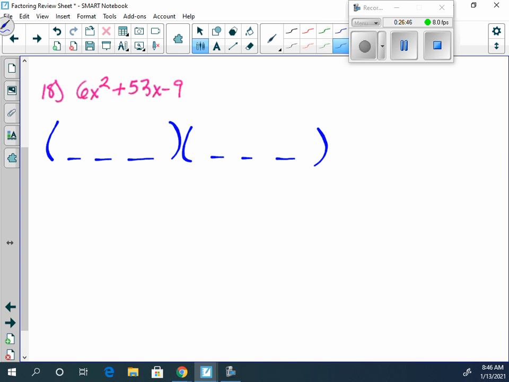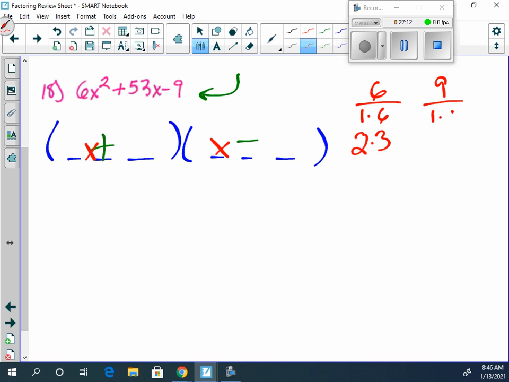Two sets of parentheses with 3 spaces. Now, because the 9 is negative, the signs are opposite. So we automatically put one positive, one negative. Now, x squared is going to give us x and x for the factors, because we know that. So we're looking at factors. So the factors of 6 are 1 and 6, 2 and 3. Factors of 9 are 1 and 9, and 3 and 3.